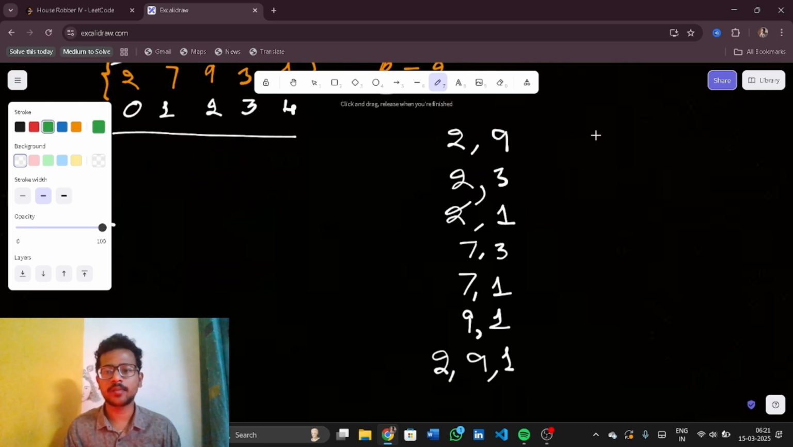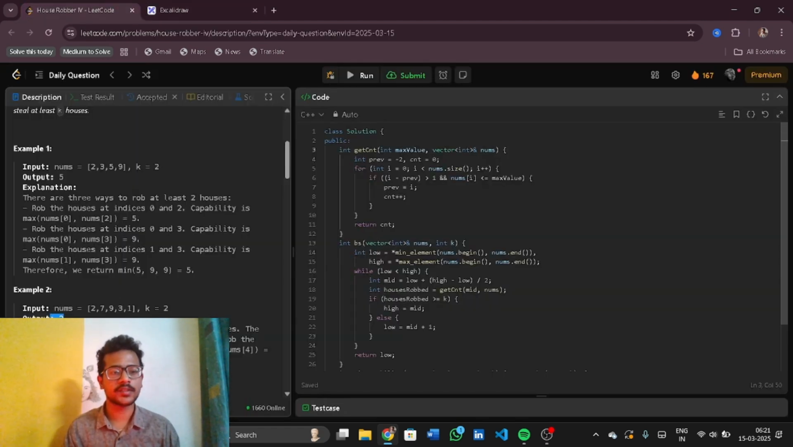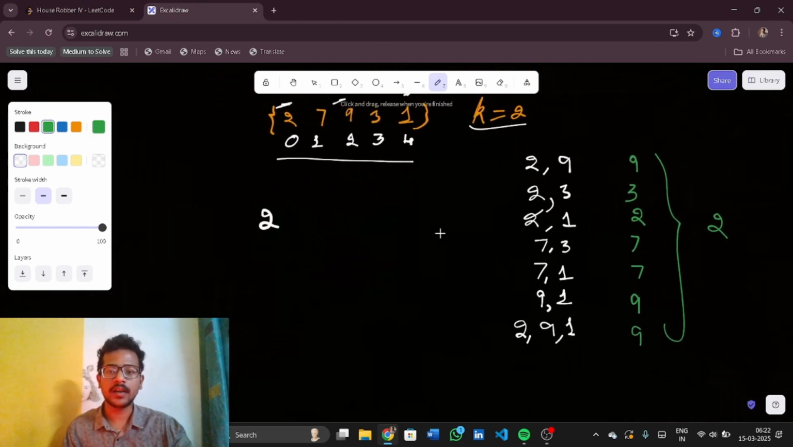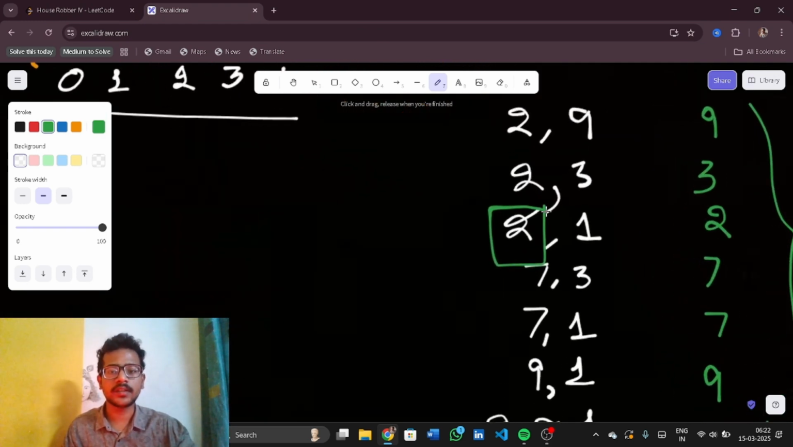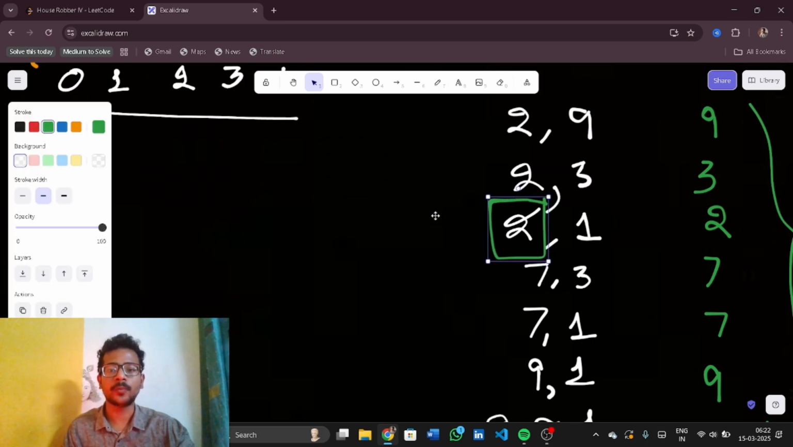So if I write the maximum here, it is 9, it is 3, it is 2 here, it is 7 here, it is 7 here, it is 9 here, and it is 9 here. From all these combinations, 2 is the minimum value. So here it is 2, the minimized maximum. Let us understand that 2 is my answer. Somehow I need to get to this 2.